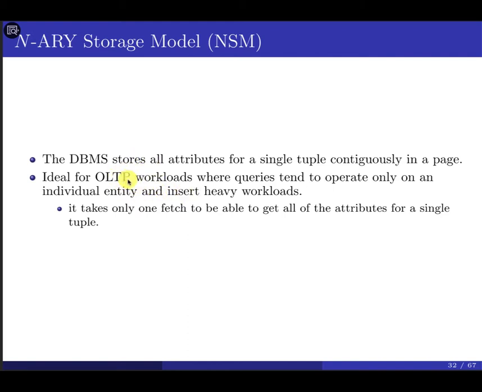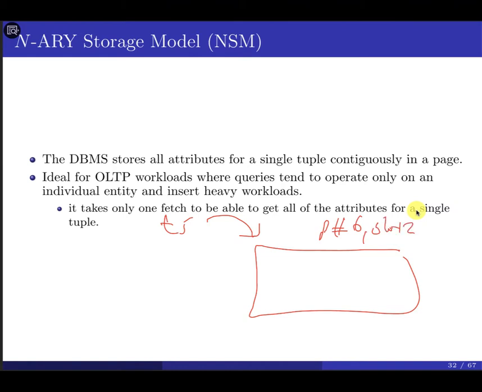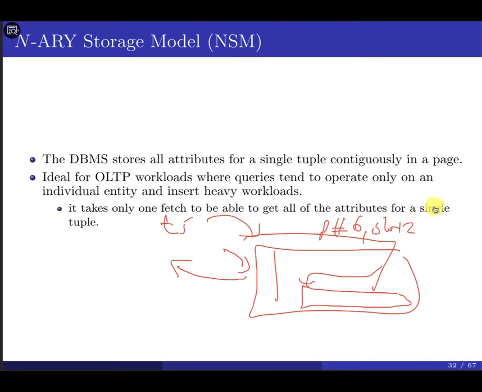In online transaction processing, this kind of query operates only on an individual entity, and is often insert-heavy: adding new information or modifying information related to that entity. Say I'm looking for tuple 5. The tuple ID tells me it is stored on page number 6, slot 2. If I store all of tuple 5 together as one unit, I perform one disk I/O operation, fetch the page to main memory, jump to slot 2, and find all the information I'm looking for. That's great, it reduces the number of disk I/O operations.